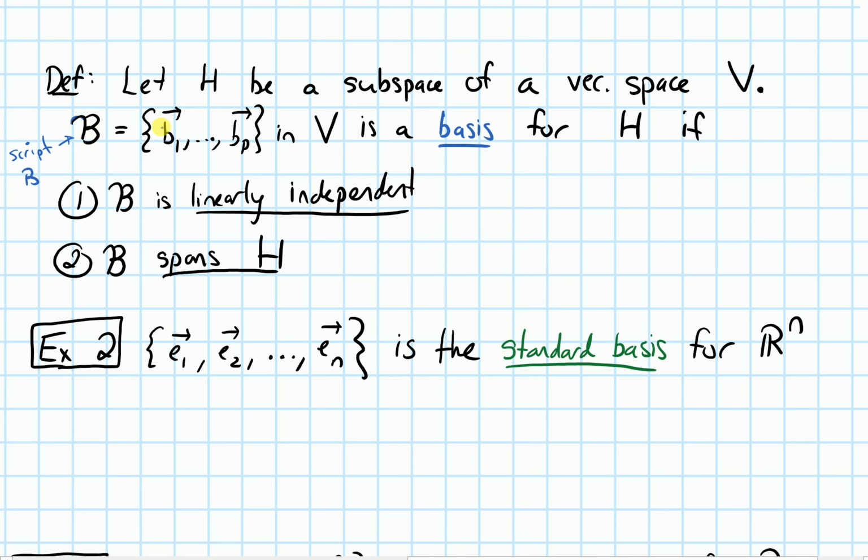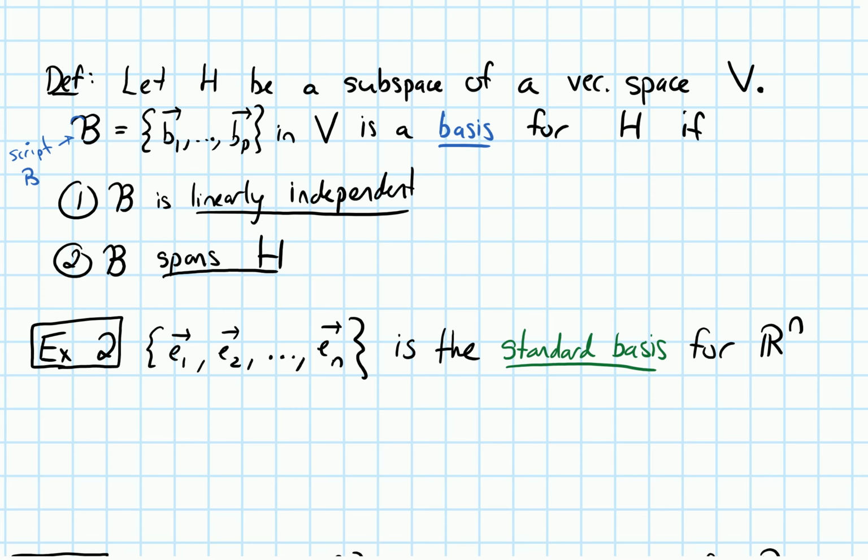This has the vectors B1 up to BP in it. These are vectors in V. We say that this set is a basis for H, for the subspace, if it has two properties. The set needs to be linearly independent, and the set needs to span whatever subspace we're talking about. In this case, I'm talking about H.